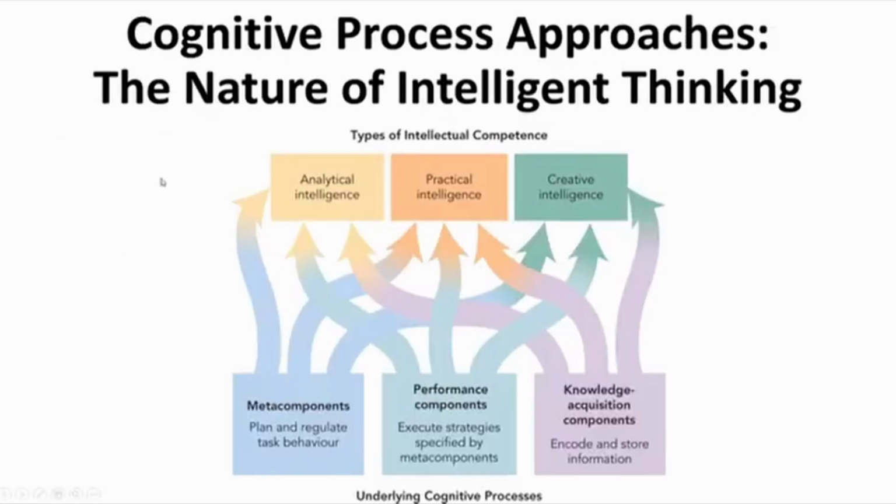Which brings us to the diagram. We're going to start with our three components here at the bottom. Our meta-components, performance components, and knowledge acquisition components. Meta-components are more high-order components that allow us to plan and regulate our task behavior.